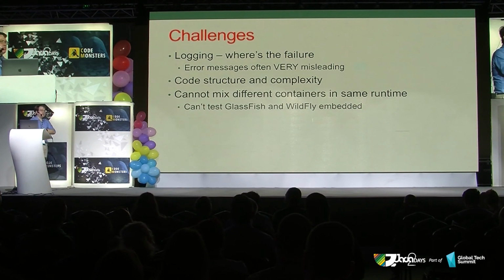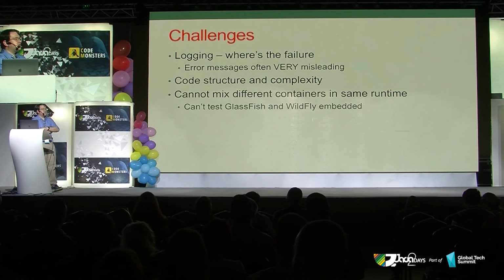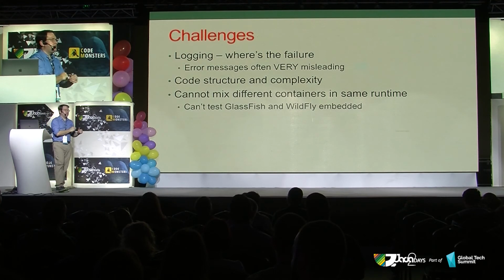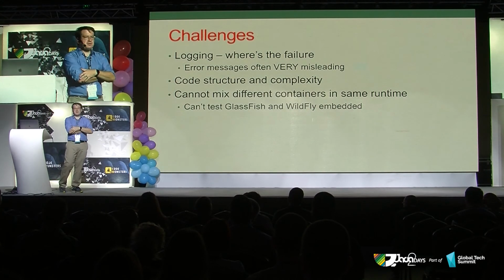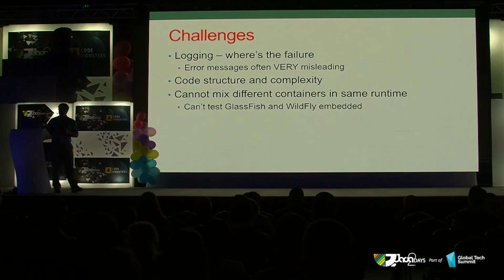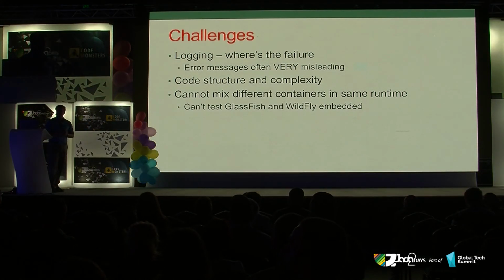The code structure and complexity. So if you have a large existing application, as you can see, the code for ShrinkWrap can get quite tedious as you're adding packages and classes manually. So if you've got a large enterprise application with thousands of classes, it's going to be very complicated to try to build that up, right? So structuring your code, making sure that it's in modules is very important.